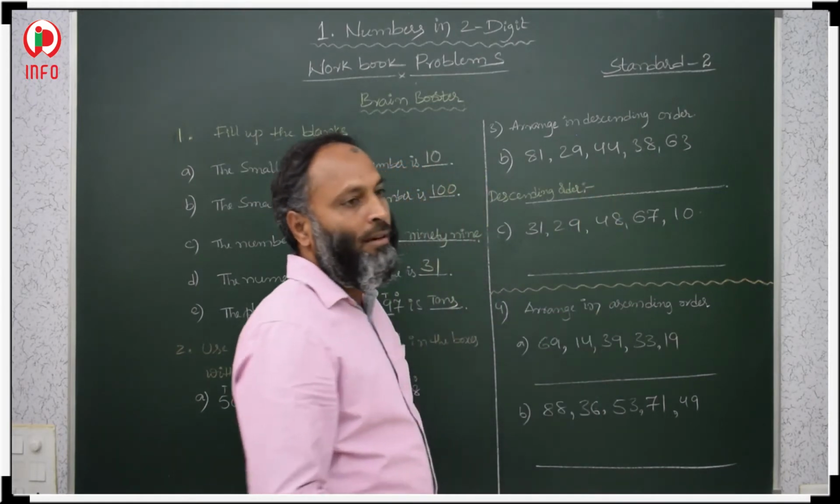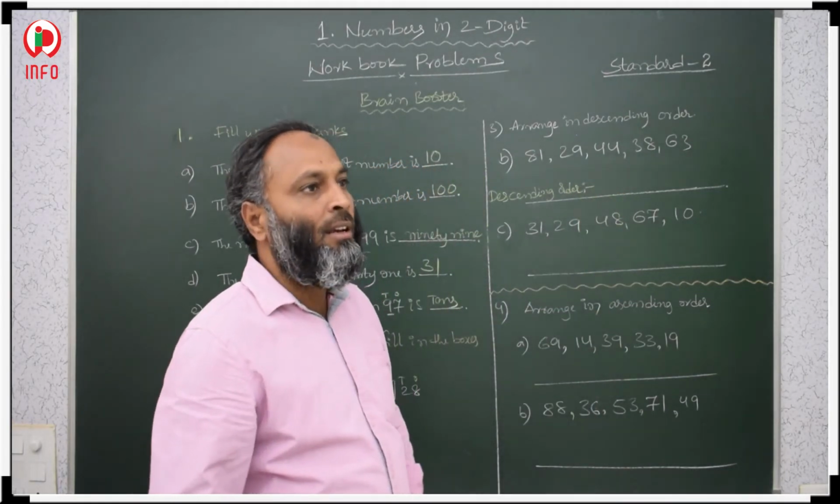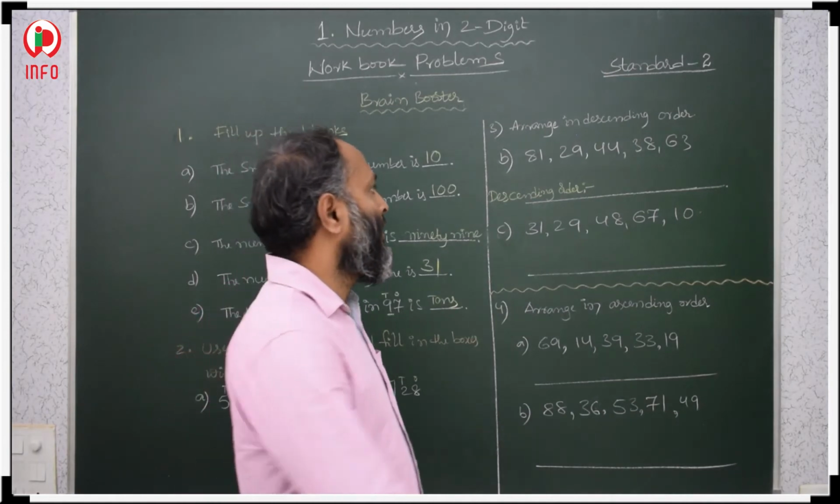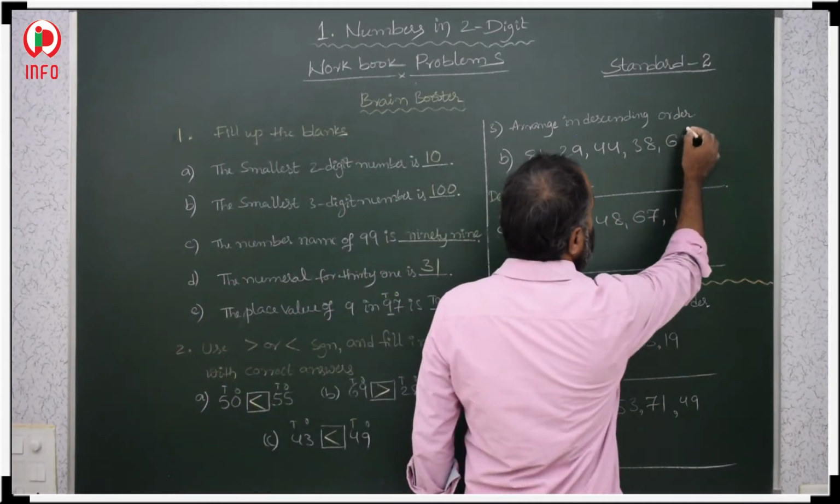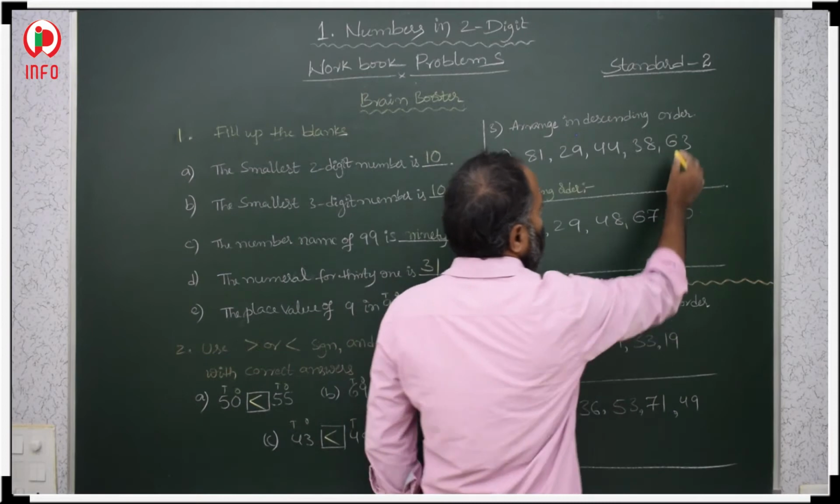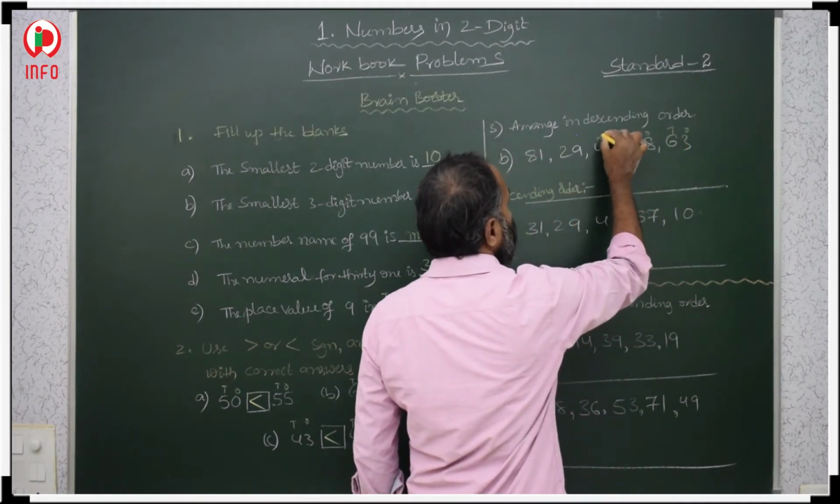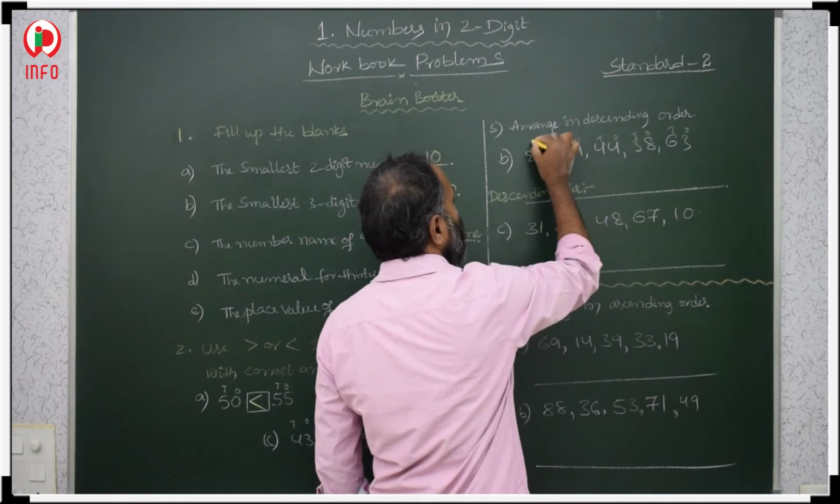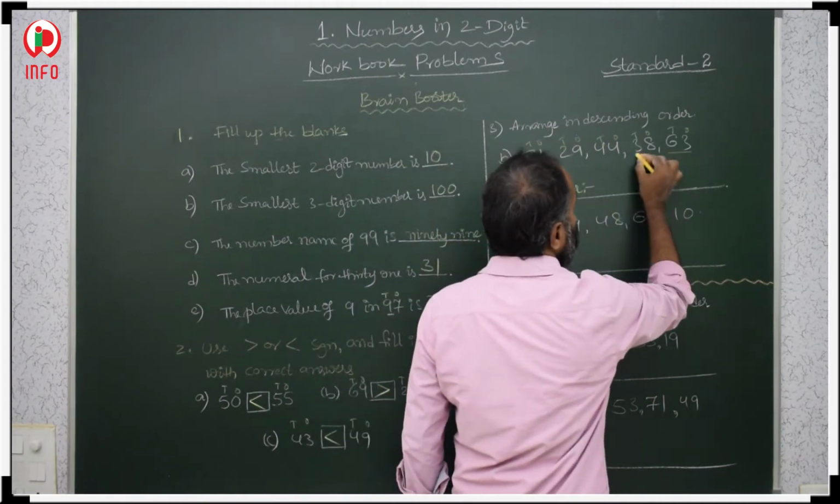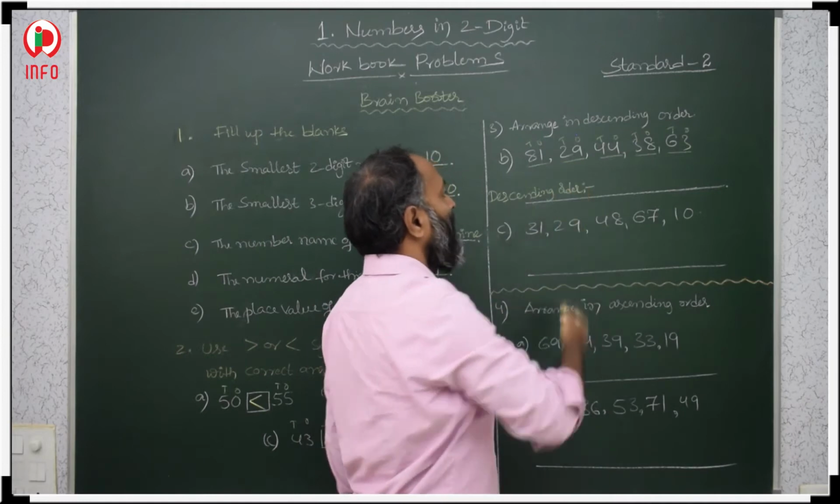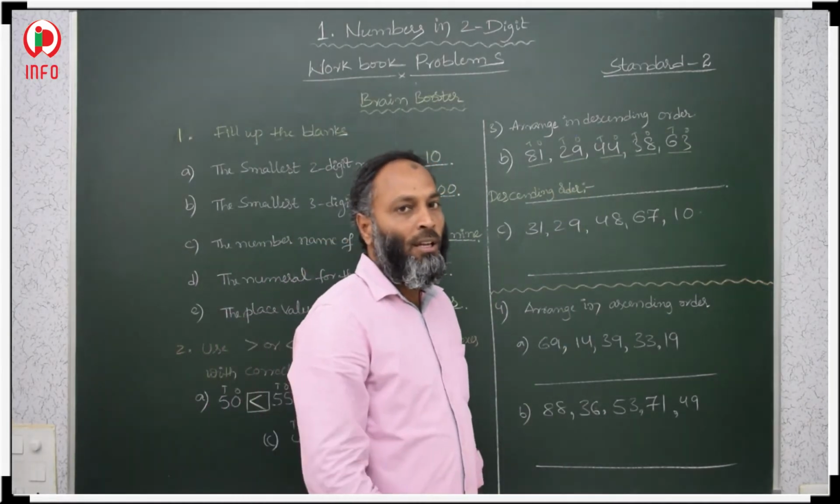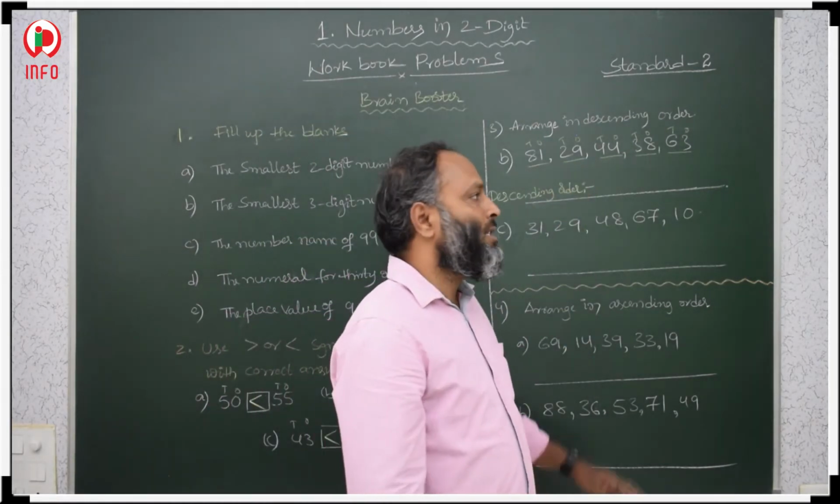Descending order means decreasing order. Decreasing means first we have to take the bigger one. In these numerals, we write the ones place and tens place for each. Five numerals were given. In this we have to check the tens place.